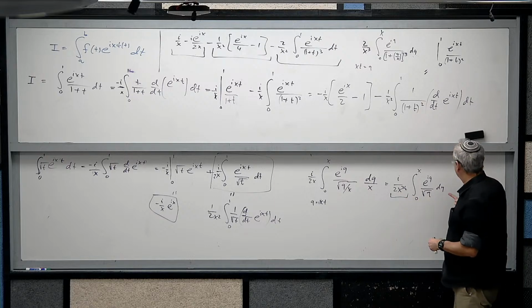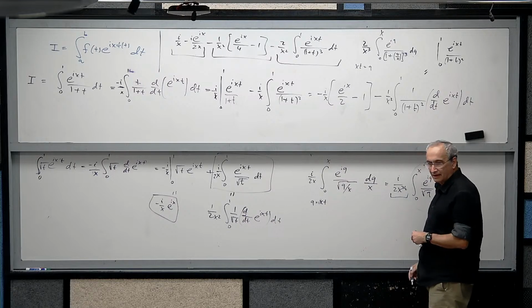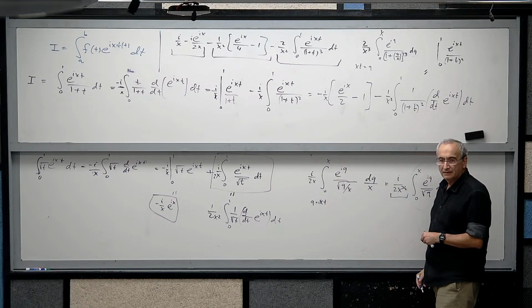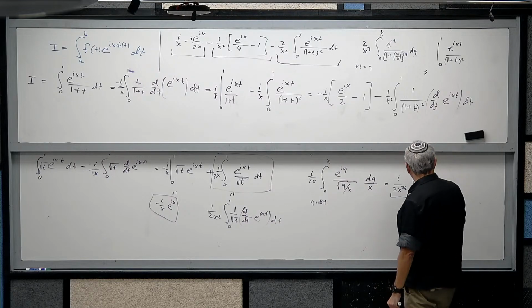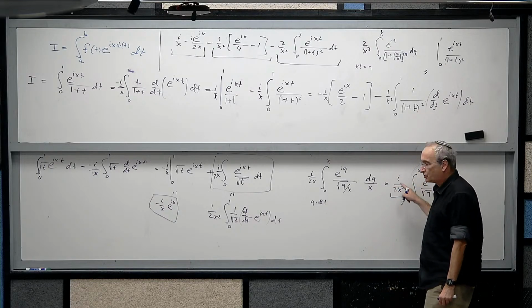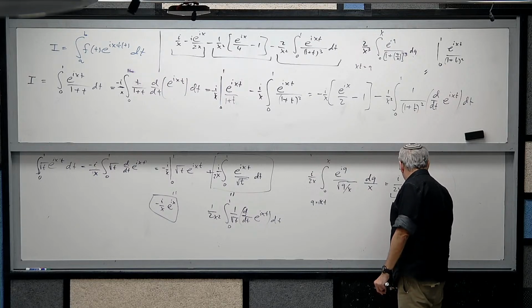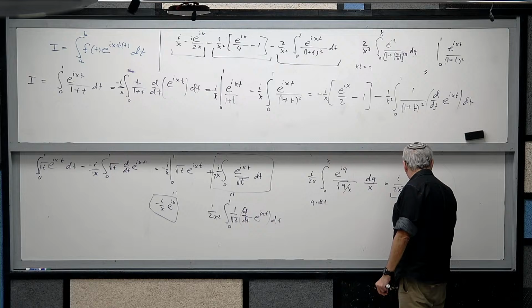Instead, what I can do is take x to infinity. So when x goes to infinity, I can approximate it by the contribution from x going to infinity. And when x goes to infinity, this is the integral from 0 to infinity of e to the iq over square root of q dq.